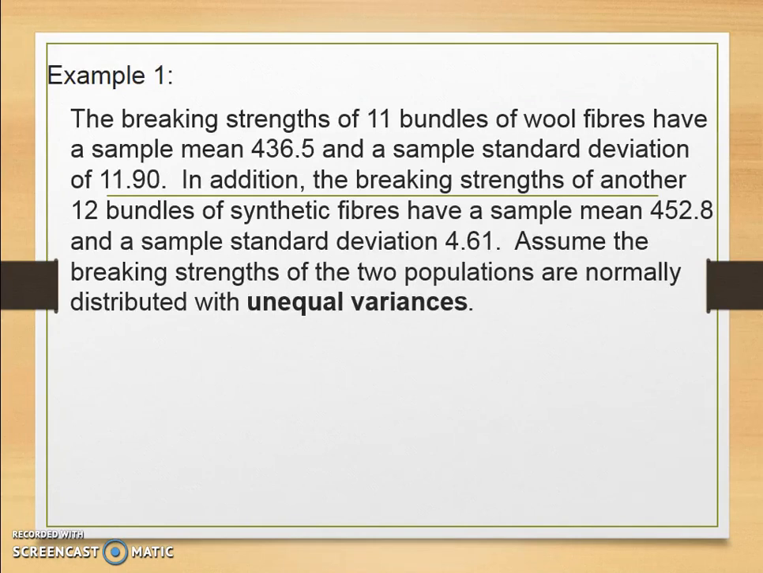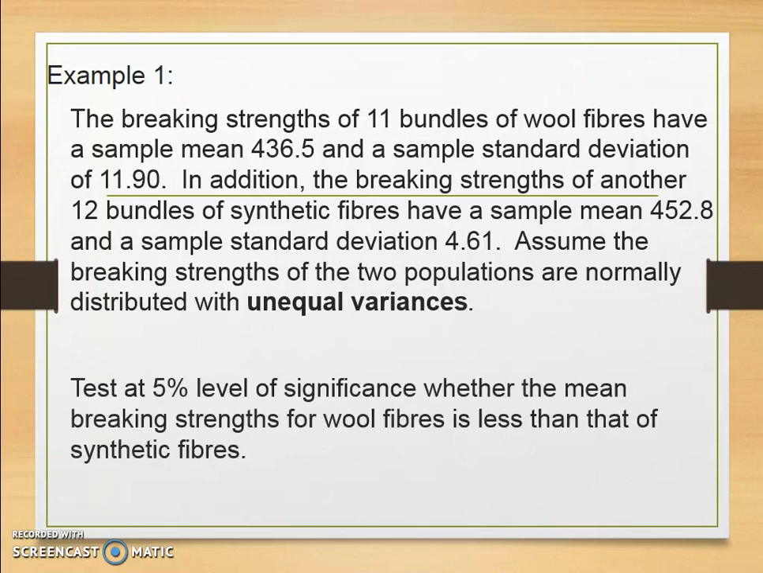Breaking strengths of 11 bundles of wool fibers have a sample mean 436.5 and a sample standard deviation of 11.90. In addition, the breaking strengths of another 12 bundles of synthetic fibers have a sample mean 452.8 and a sample standard deviation 4.61. Assume the breaking strengths of the two populations are normally distributed with unequal variances. Test at 5% level of significance whether the mean breaking strengths for wool fibers is less than that of synthetic fibers.